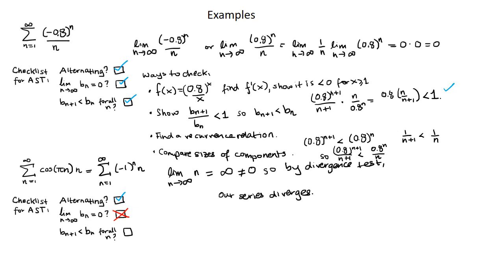All right, but overall we have that this series has alternating terms. The limit of the terms is equal to 0, and the size of the terms is always decreasing. So by the alternating series test, this series converges.